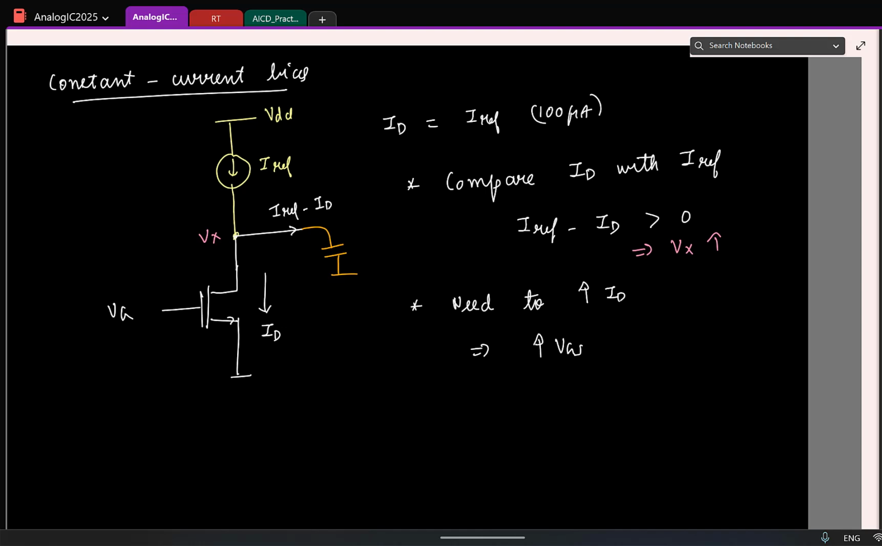Fine. Now I know that as a corrective action to increase ID, I need to increase Vgs. So which means I should go and increase my Vg. Correct. Now I see that in this case my Vx is already increasing, and I actually have to increase Vg. What is the simplest thing to do? I'll basically go and short, right? Because I want to increase this voltage, but I see this voltage is already increasing. So why bother? I'll directly go and short.